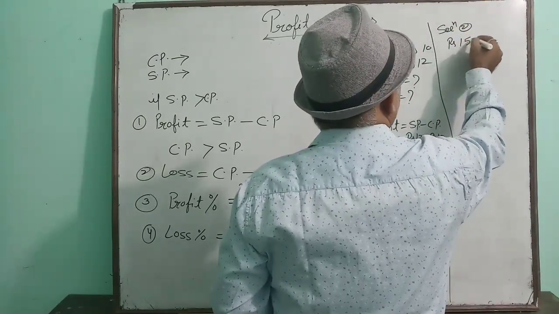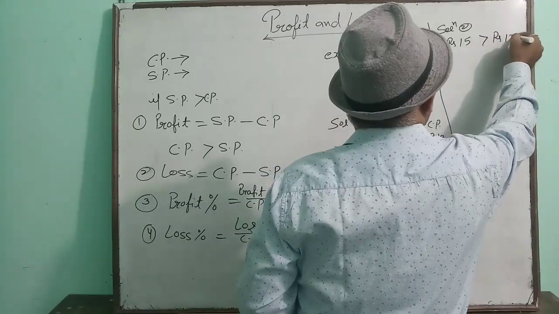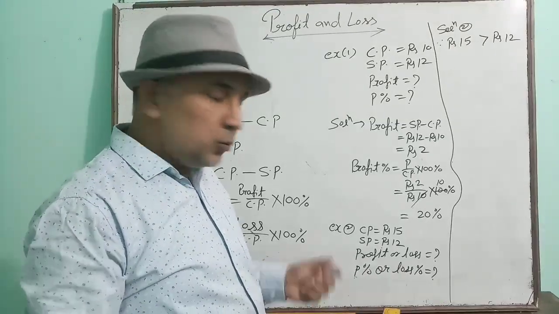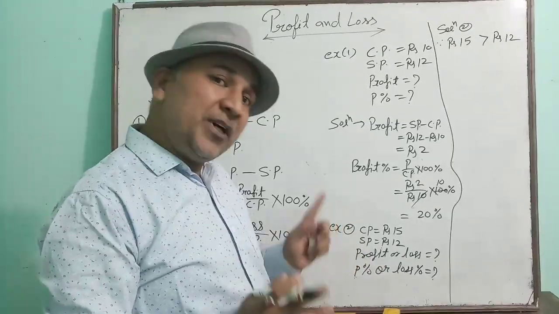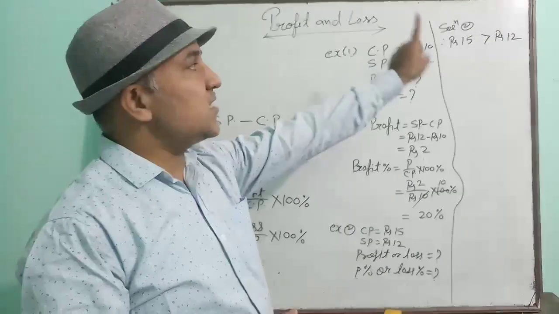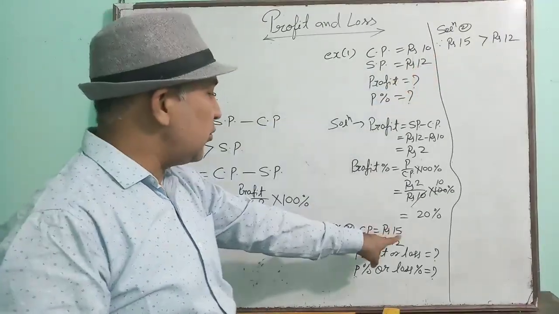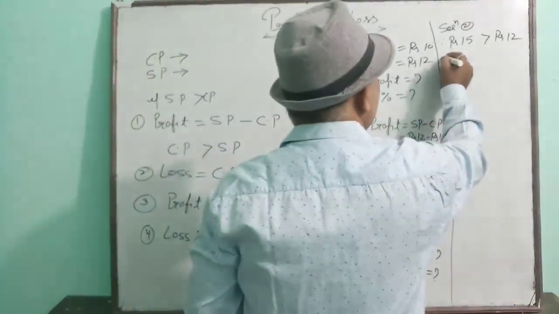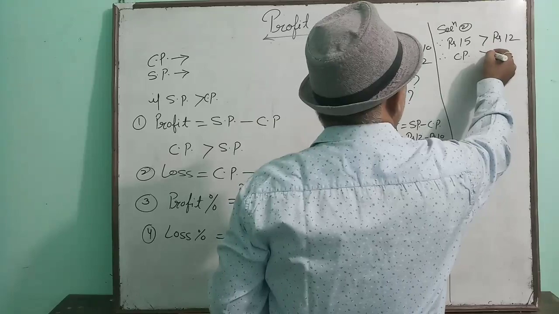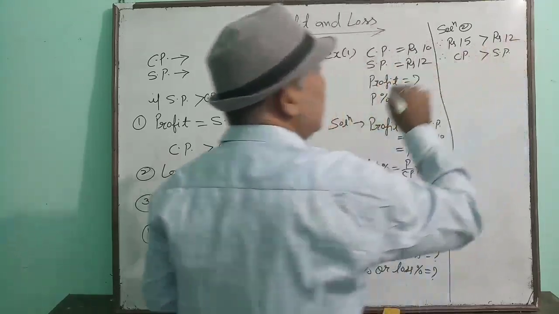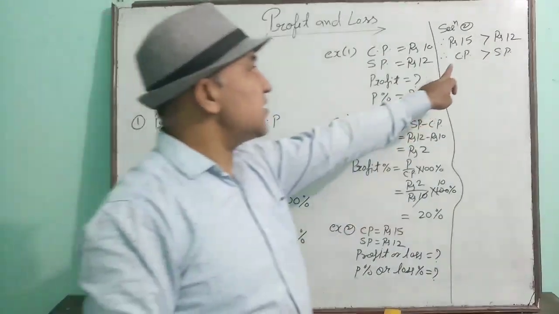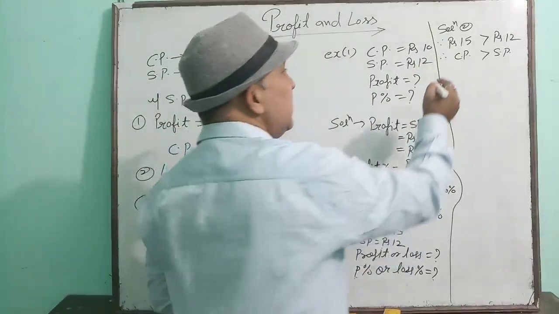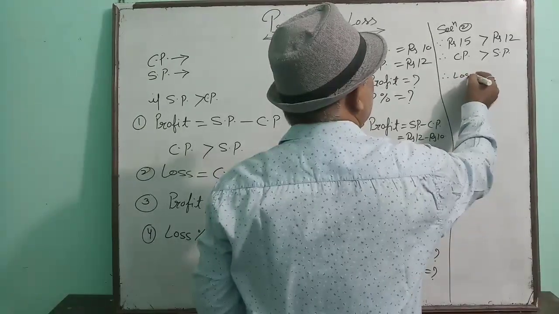Since rupees 15 is greater than rupees 12. We do not know yet whether there is profit or loss, but we know that rupees 15 is greater than rupees 12, and rupees 15 is the cost price and rupees 12 is the selling price. That means cost price is greater than selling price, and this is the condition for loss. It means in the second question we will find loss.